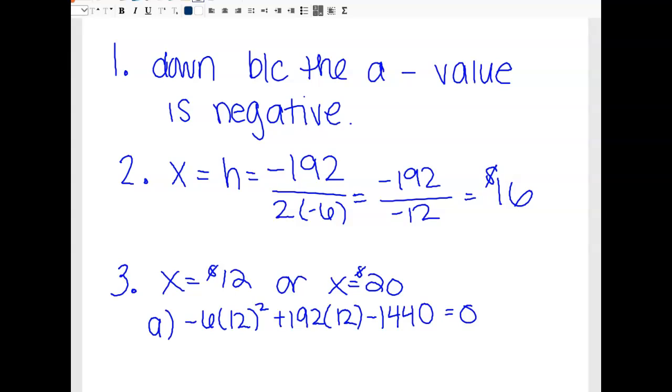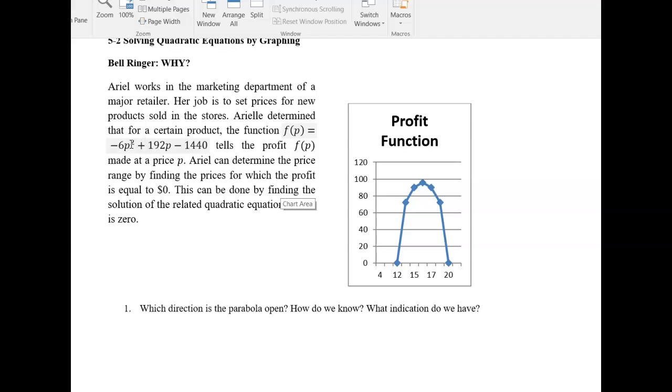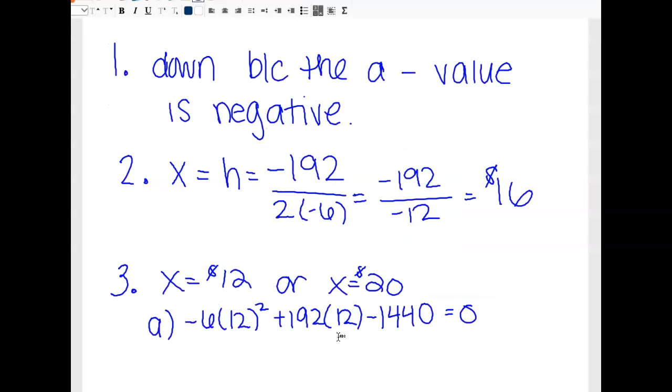You could have pulled that from the graph, but you can also check it because in that description we were given the equation. So what you could do is pick the values you got from the graph, and check them by actually plugging in 12 or 20 to see if it is 0.